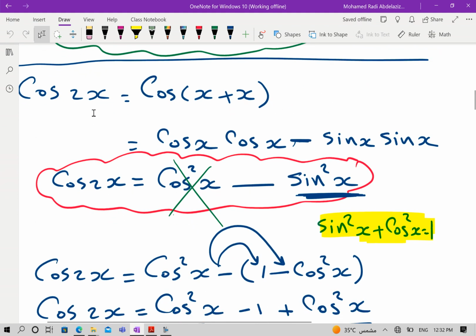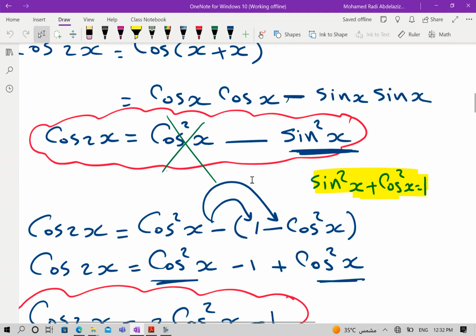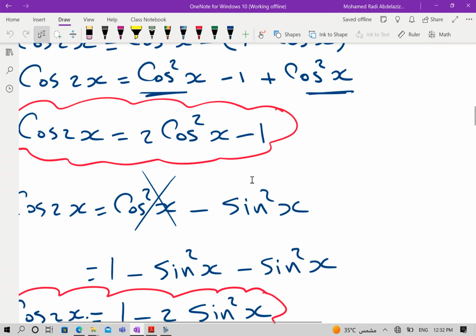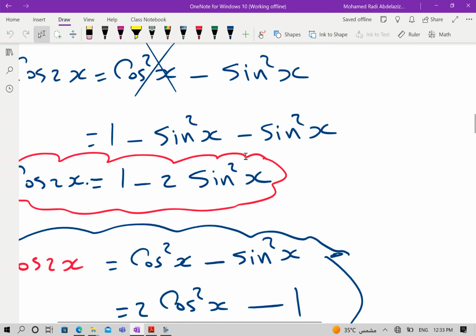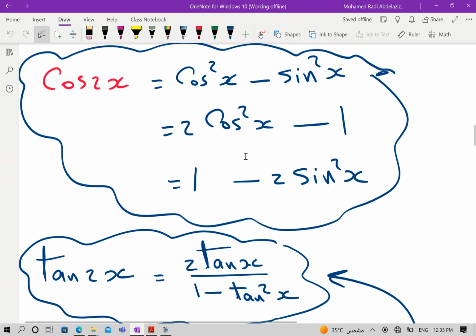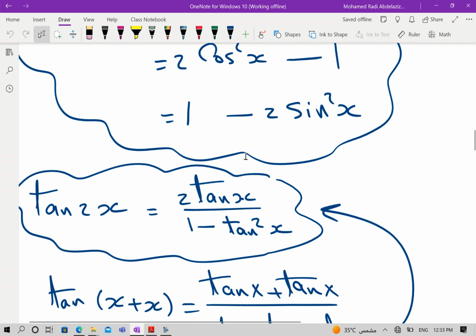What about cosine 2x? You can split 2x as x and x: cosine cosine minus sine sine. You will get cosine squared minus sine squared. By replacing cosine squared with 1 minus sine squared and simplifying, you will get cosine 2x is 2 cosine squared x minus 1. In the same way, cosine 2x is 1 minus 2 sine squared x. So for cosine 2x, we have 3 forms.